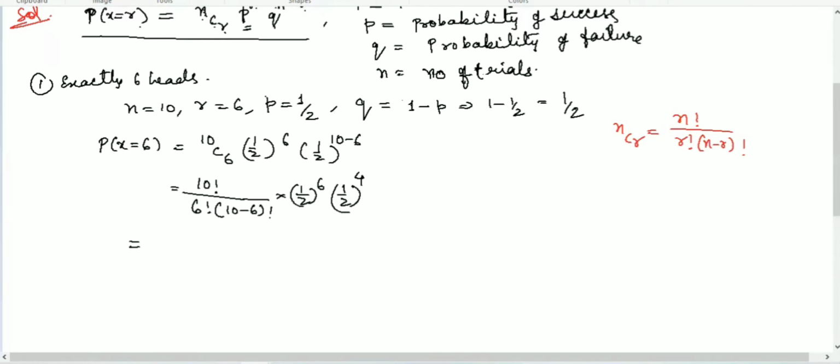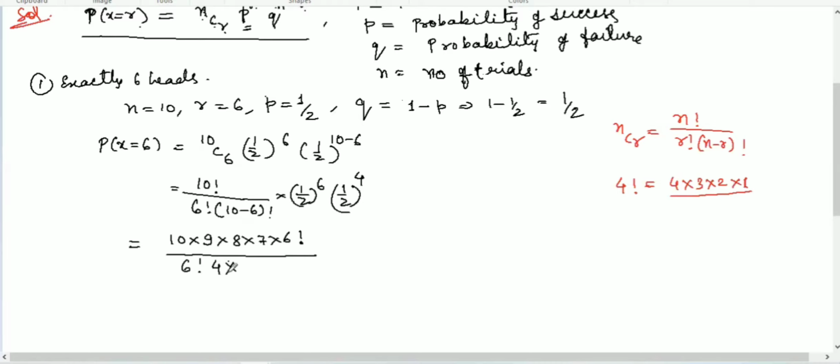Now what is 10 factorial? If I write 4 factorial, it will be 4 multiplied by 3 multiplied by 2 multiplied by 1, decreasing order up to 1. Same way we will do it here. But what we will do: 10 multiplied by 9 multiplied by 8 multiplied by 7 multiplied by 6 factorial, and we will stop there because I can see in the denominator there is 6 factorial. So we can cancel it out. Don't go further here. Now write 6 factorial and 10 minus 6 factorial, which is 4 factorial.